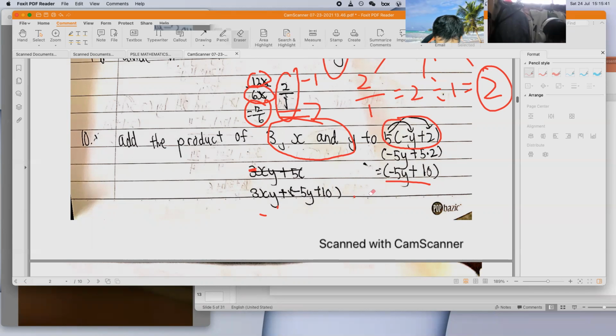Okay, I sent it over. Okay, so let me see. Okay.